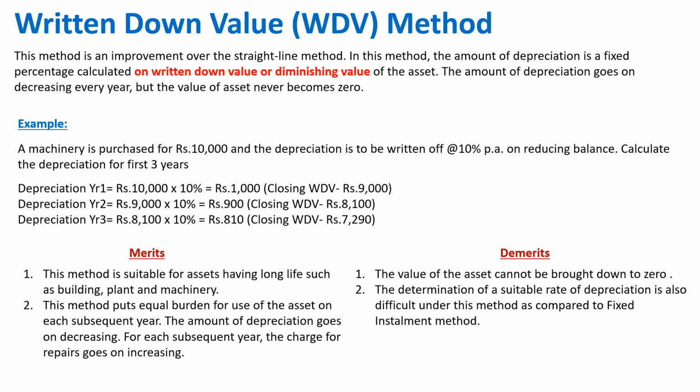You can't bring it to zero as we do under the straight line method. The determination of a suitable rate of depreciation is also difficult under this method as compared to the fixed installment method. Very difficult to identify what percentage of WDV depreciation you want. In straight line method, it is very easy: you have an economic life of 10 years or 5 years and then you derive the percentage. But here, as it will never become zero, you don't know for how many years you are going to use this asset. Determining the percentage is always a challenge under the WDV method.